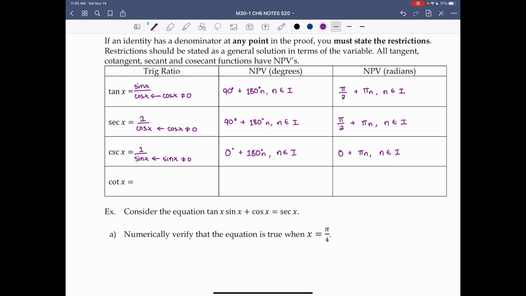And cotan x equals the reciprocal of tan x. Tan x is sine over cos, so cotan x is cos x over sine x, which means that sine x cannot equal 0. So again, our general solution for when sine x equals 0 would be, this time I'll just write it as 180 degrees n, where n is an element of the integers, and radians would be pi n, where n is an element of the integers.